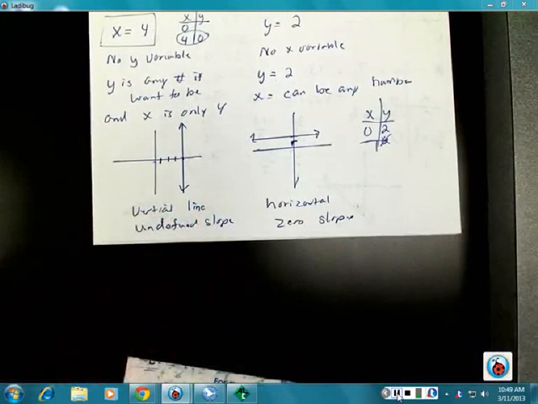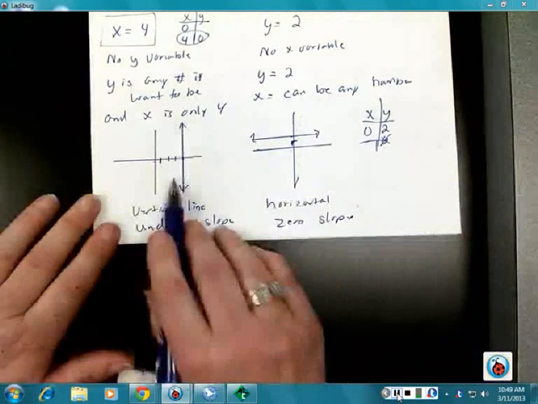Because it doesn't taper at all. It's going straight up and down. Straight up and down, so therefore there's no variation with it. And so you do run across those.